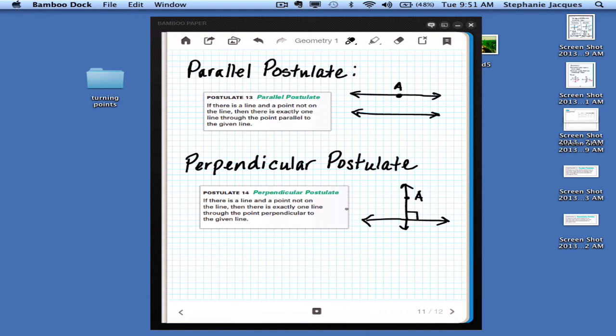And basically this postulate's just saying, if you have a line and there's a point, you want to draw a line straight down so that you create a 90-degree angle in order to make perpendicular lines. So if you need to pause it and write down your postulate right now and sketch this, go for it.